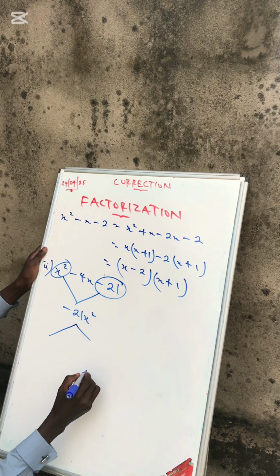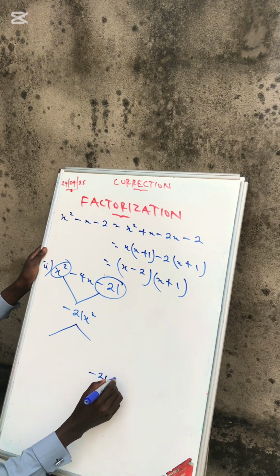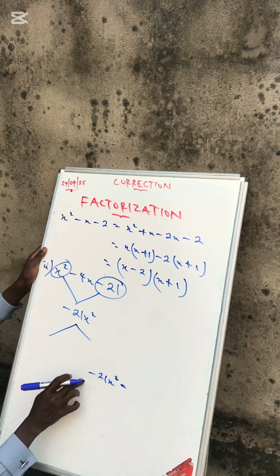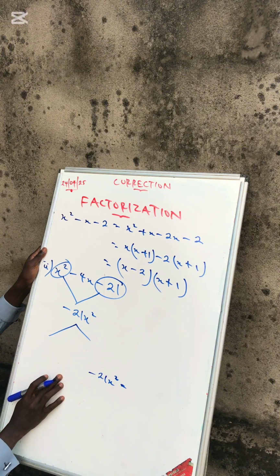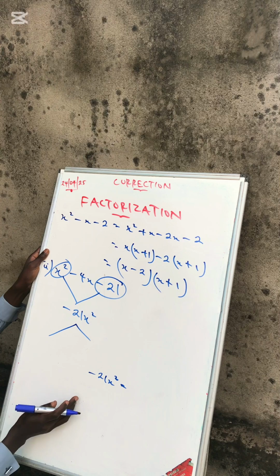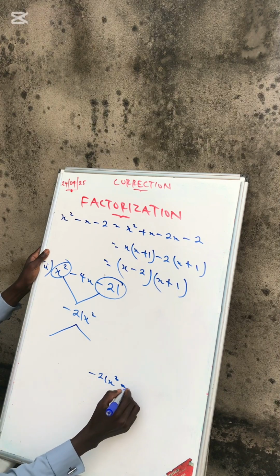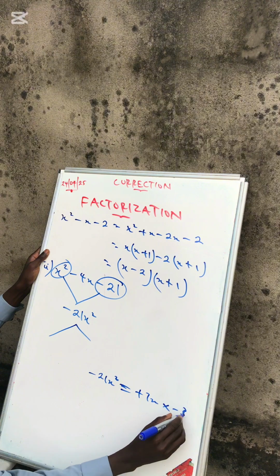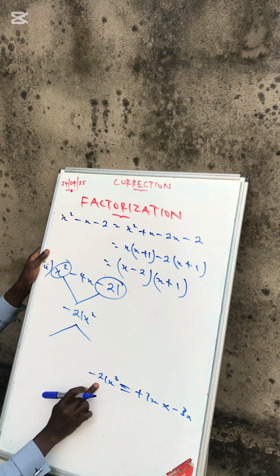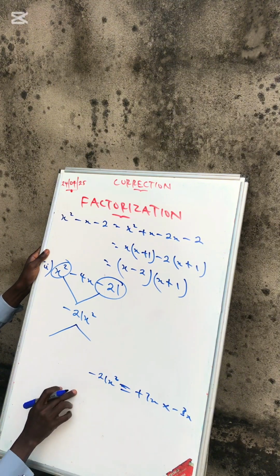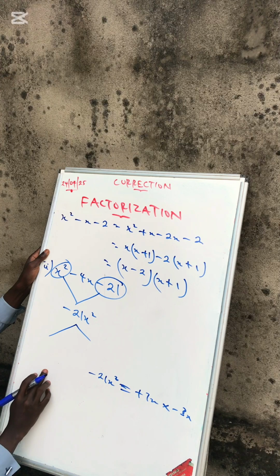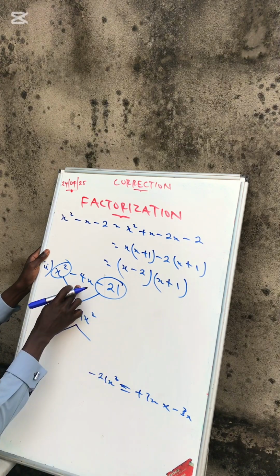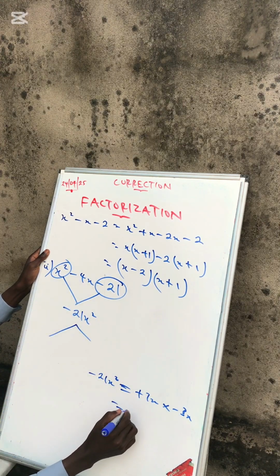This is what you do to get it. Just say minus 21 x squared. Think of all the things you can multiply together to get minus 21 x squared. Is this plus 7 and plus 3? Plus 7 and minus 3. Exactly. You can say plus 7x times minus 3x. It will give you minus 21x squared. But when you add, will it give you minus 4x? 7x minus 3x is 4x, not minus 4x. So you go again to the next one.